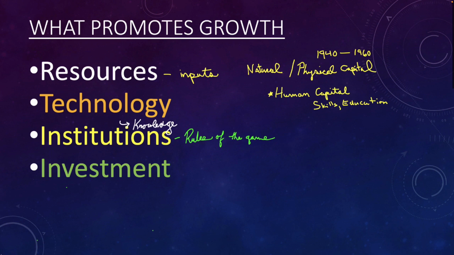We'll get into those types of relationships and what that means when we talk more about the financial system and what that means for investment. But we'll do that after your exam. So for now, these are the 4 things that we're going to look at as far as promoting economic growth: resources, technology, institutions, and investment.